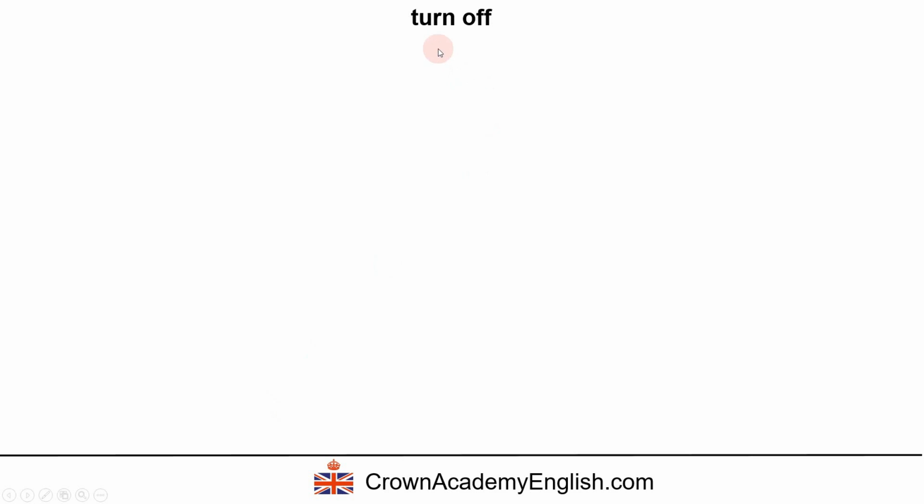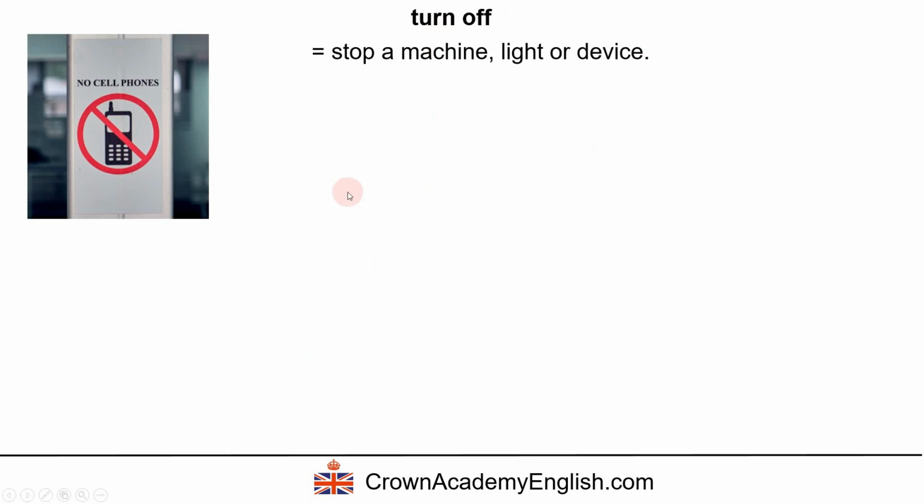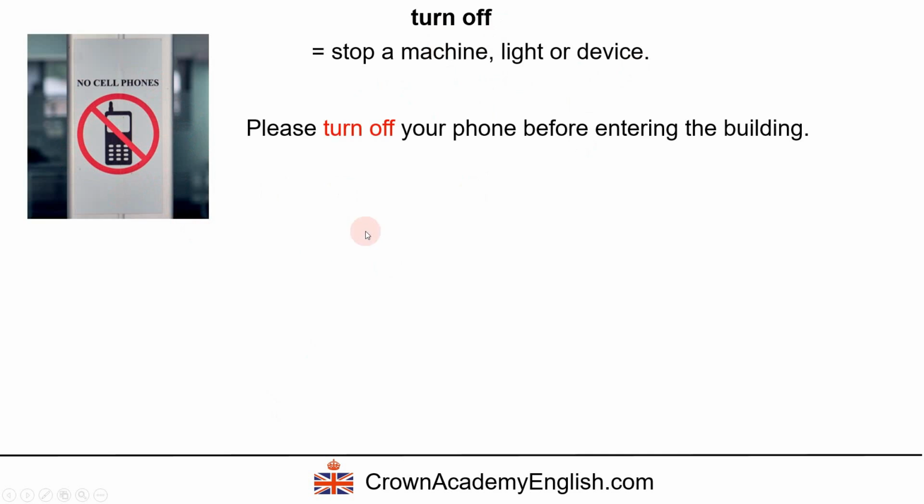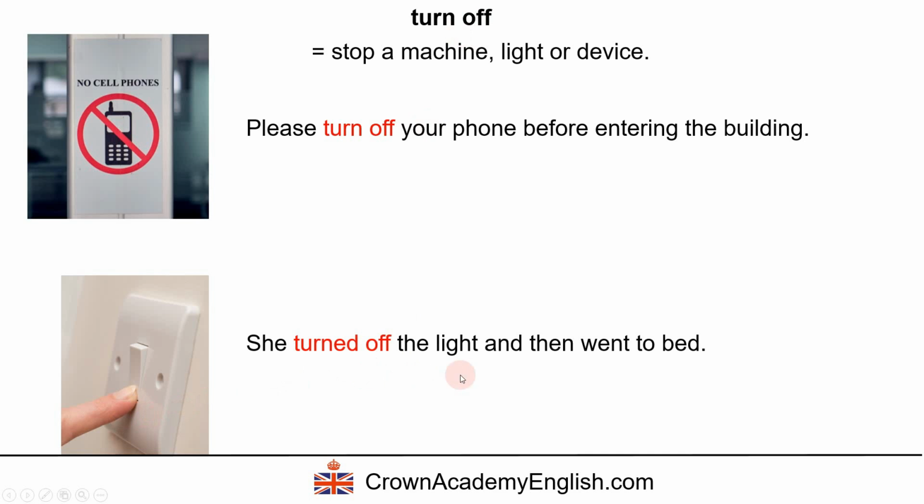And of course we have the opposite. Turn off, it means to stop a machine, light, or device. So this is quite a common sign that you see at the entrance of a building. Please turn off your phone before entering the building. Okay, please turn off your phone. And again, we can have this as the opposite, to turn off. So she turned off the light and then went to bed.